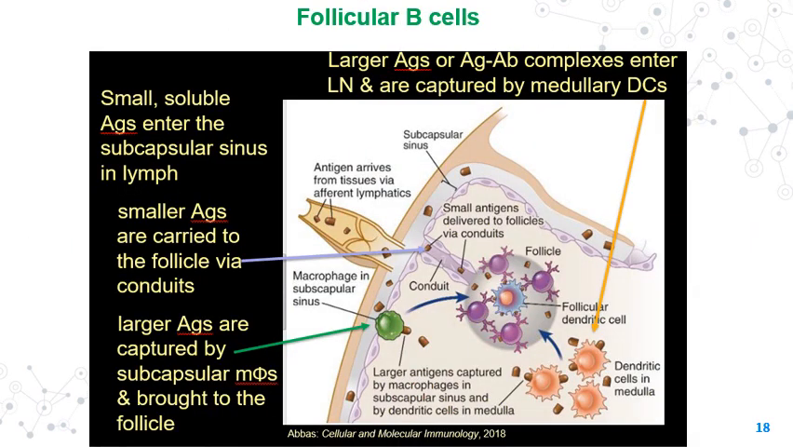All right, so let's see what is happening here. This is what I just mentioned before. Small soluble antigens are going to go there. They go by the conduits, and they can activate the B cell. Larger antigens are captured either by macrophages or by dendritic cells, and they can be brought to activate your B cell in the follicle.